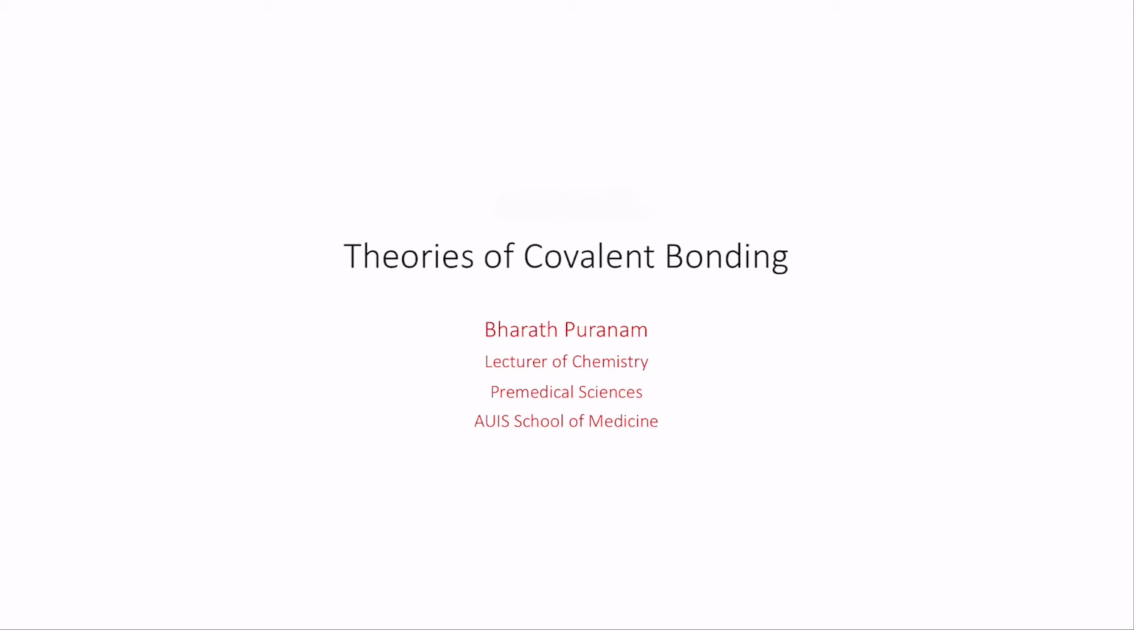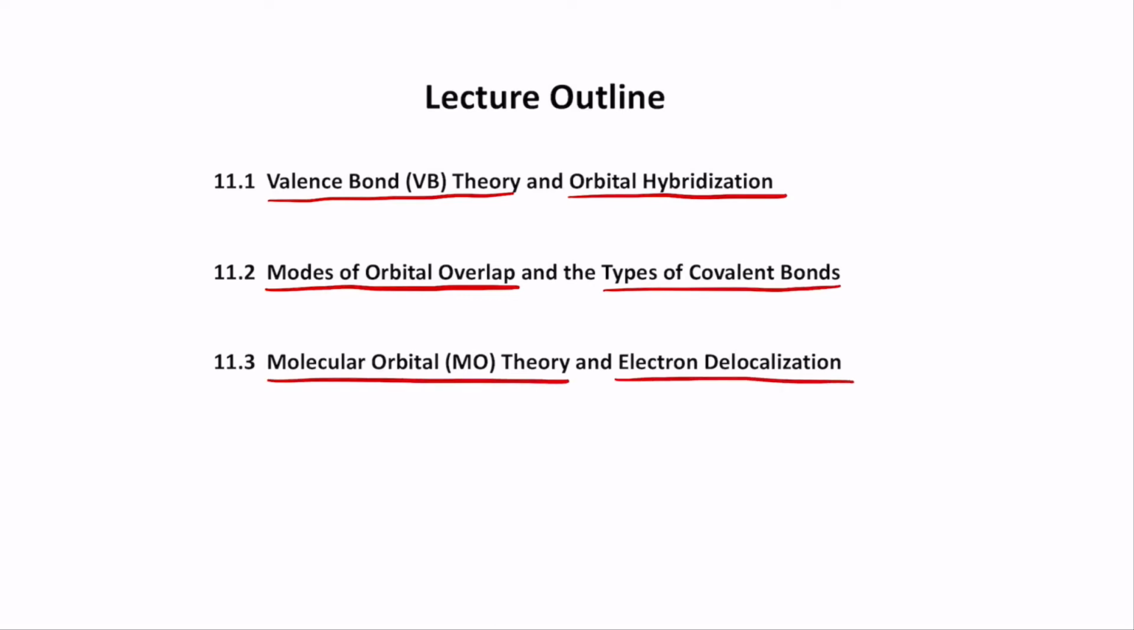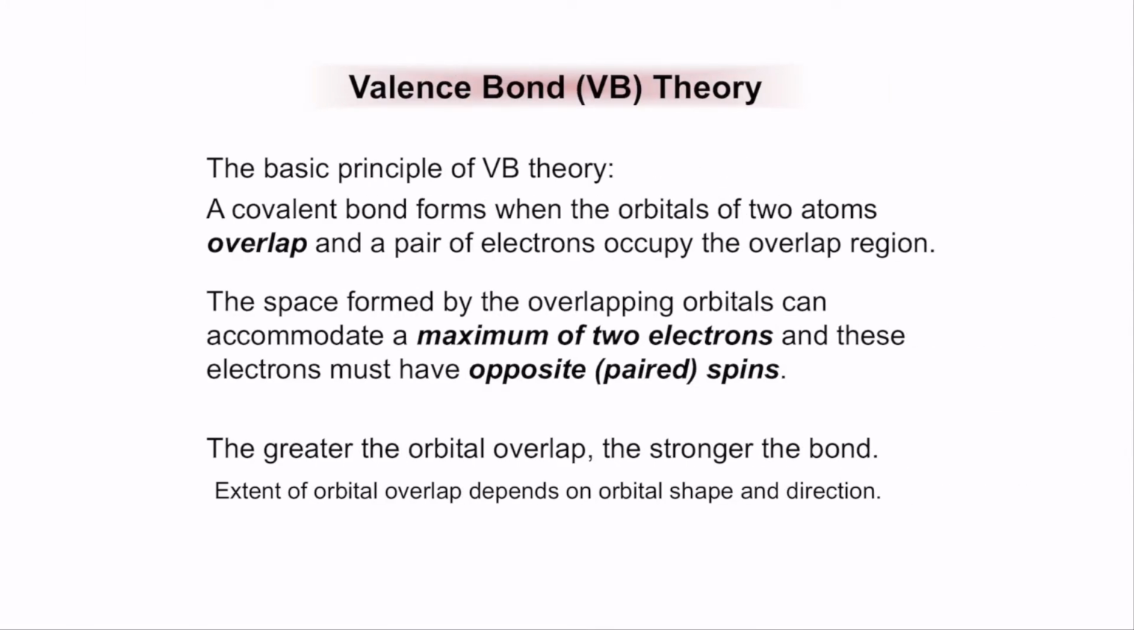In this lecture, we'll talk about the theories of covalent bonding. We'll discuss valence bond theory and orbital hybridization. Next, we'll talk about modes of orbital overlap and types of covalent bonds. Finally, we'll end the topic with molecular orbital theory and electron delocalization. So let's start with valence bond theory.